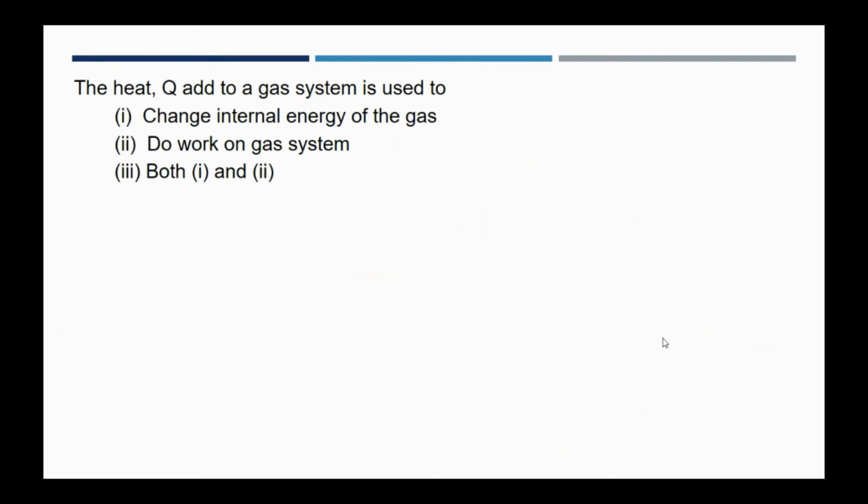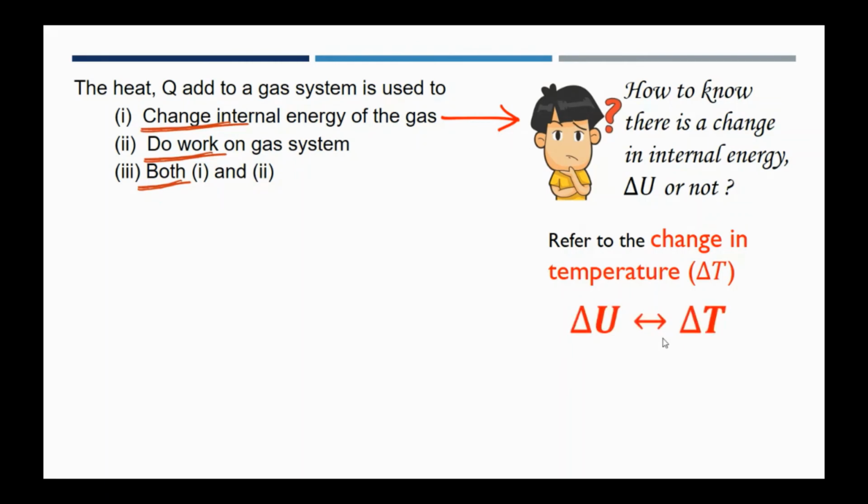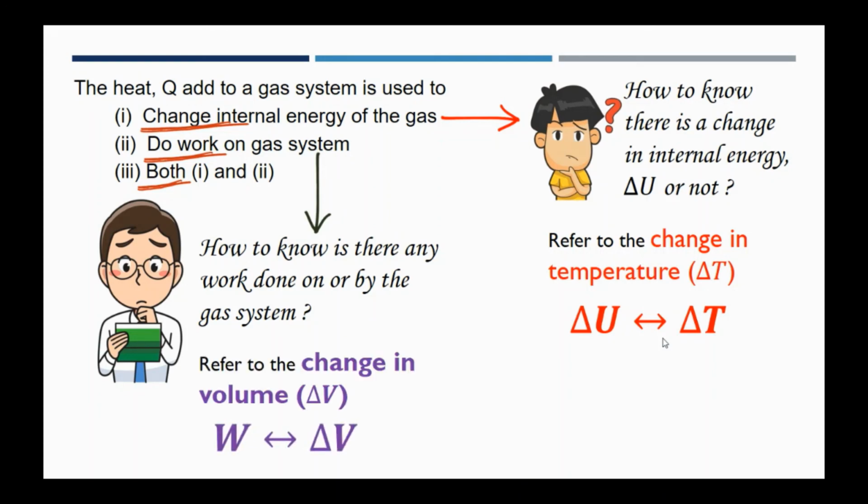The heat Q added to a gas system is used to change the internal energy of the gas, to do work on the gas system, or both. So how do we know whether there is a change in the internal energy or not? We can refer to the change in temperature. Remember, delta U refers to delta T. And how do we know if there is work done by the gas system? We can refer to the change in the volume. So remember, work and volume.